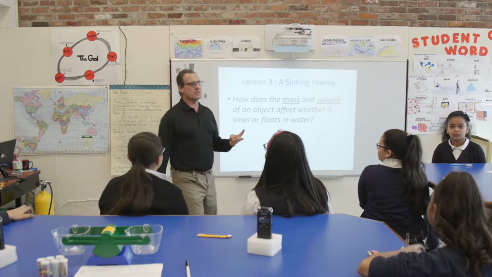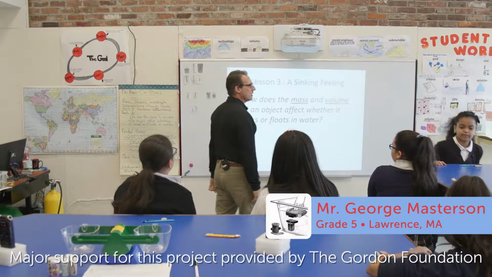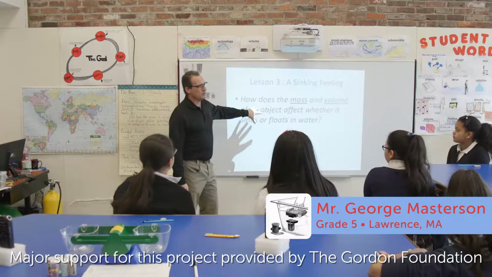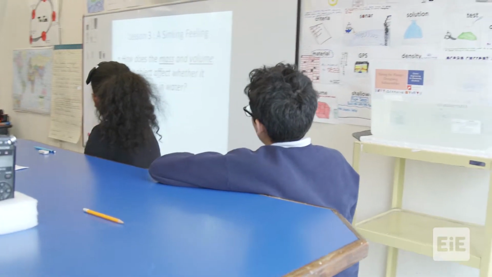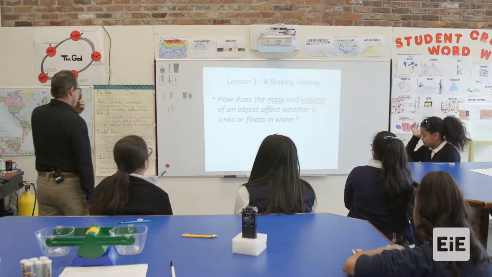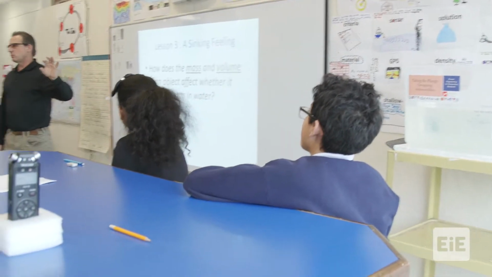Today's day 3, lesson 3 of learning about Despina and her submersibles and being an underwater engineer. So someone help us out with the guiding question for today. Read that out loud. How does the mass and volume of an object affect whether it sinks or floats in water? Okay, so you see these two words that are underlined, super important.